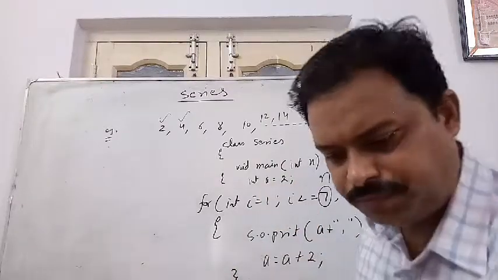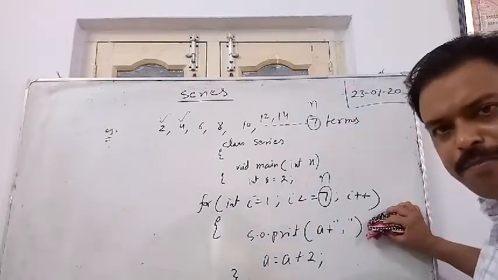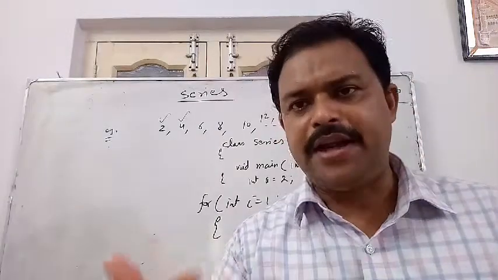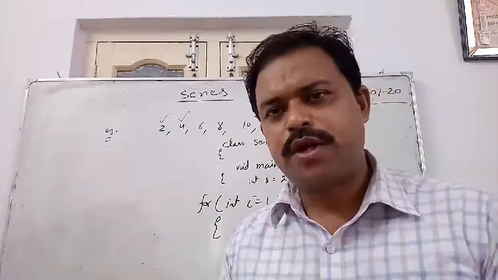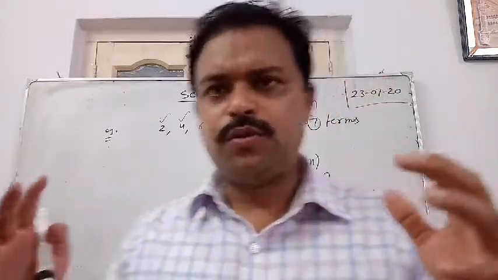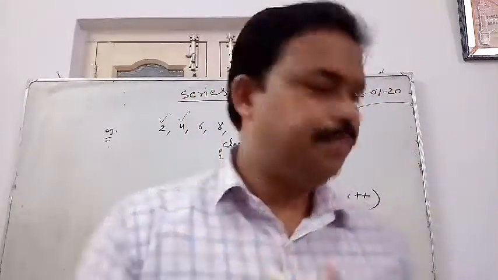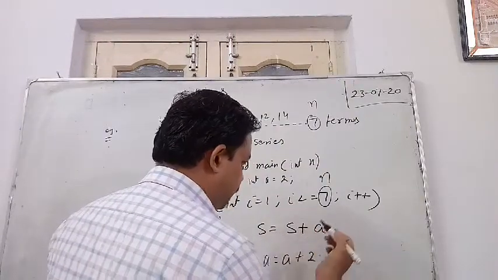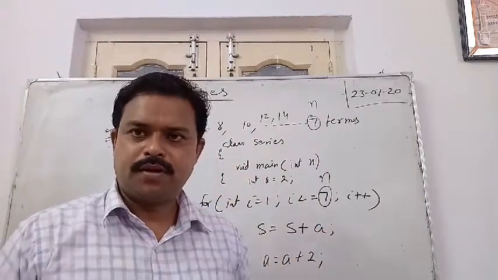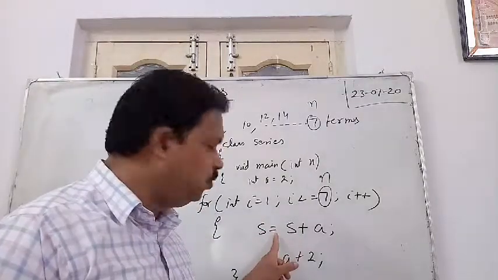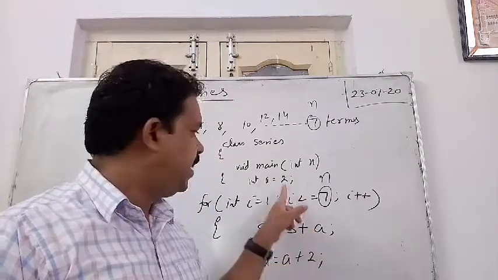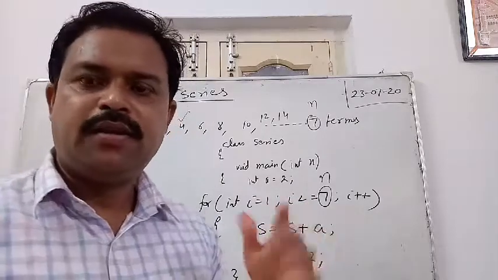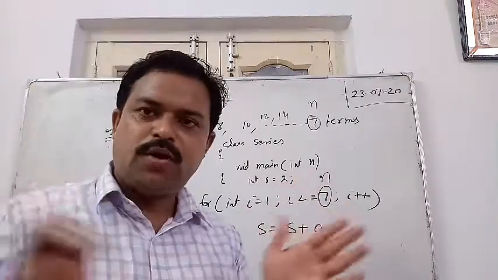Instead of printing, I will do addition of all those values. So what is the logic for that? To add all those values together, S is equal to S plus A. Sum S is equal to S plus A. A's starting value is 2, next time the A value will become 4, 6, 8, 10, and at the same time you are adding also.